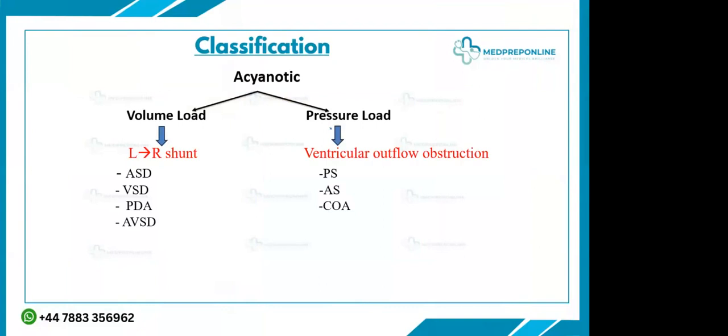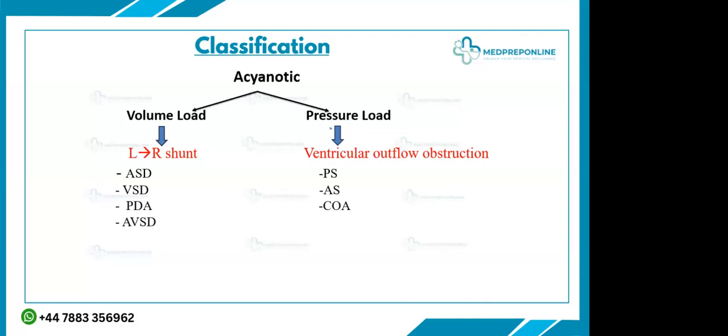Acyanotic, as you know from the name, means there will be no cyanosis in these congenital heart diseases. But there is a classification of how we are going to classify them, because there are so many heart diseases. Sometimes you mix them up, whether it is cyanotic or acyanotic, right to left shunt or left to right shunt, what will be the pressures, what will be the volume. So this is the basic classification of the acyanotic heart diseases.